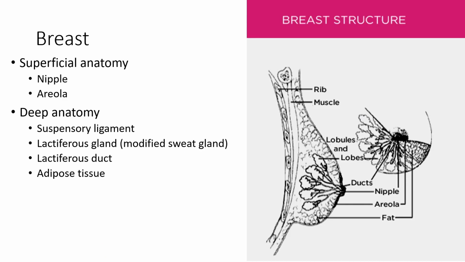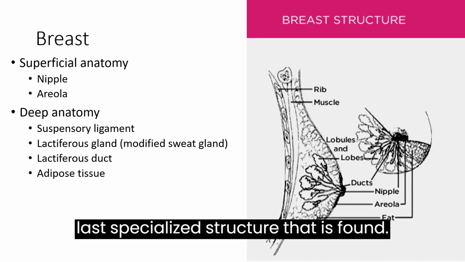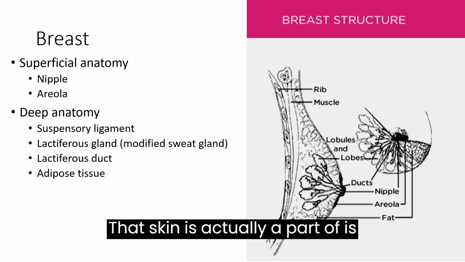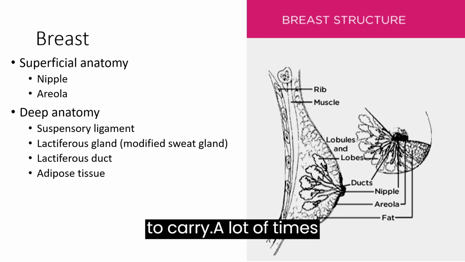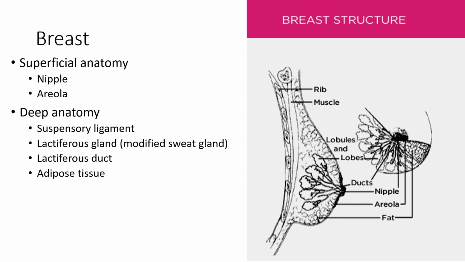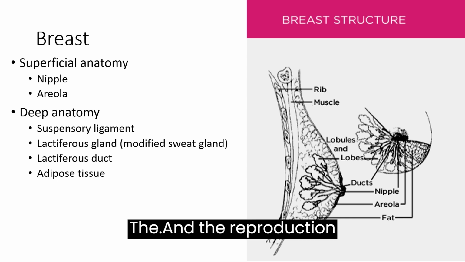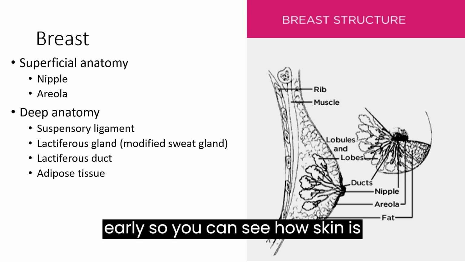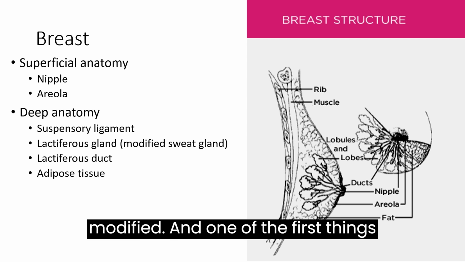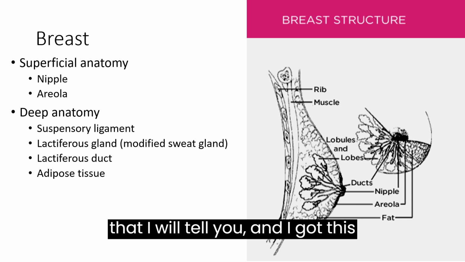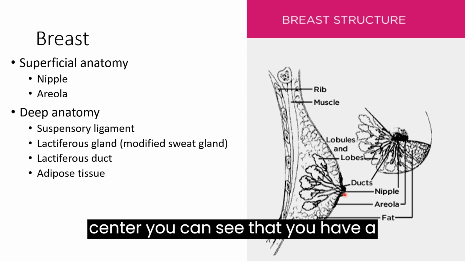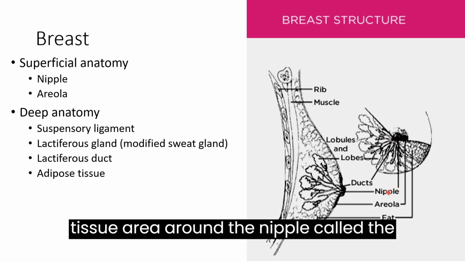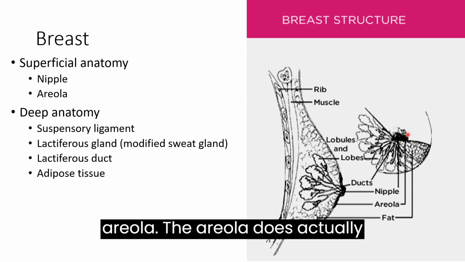Well, I'll cover more on skin if you need to later. The last specialized structure that skin is actually a part of is breast. Now, a lot of times people like to cover breasts in the reproduction system. I do like you guys to see it early so you can see how skin is modified. And one of the first things that I will tell you, and I got this picture, by the way, from the Komen Center, you can see that you have a nipple. And you can see here, nipple here, and then you have a tissue area around the nipple called the areola.